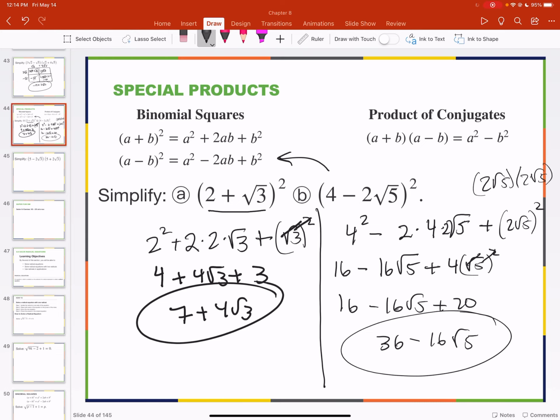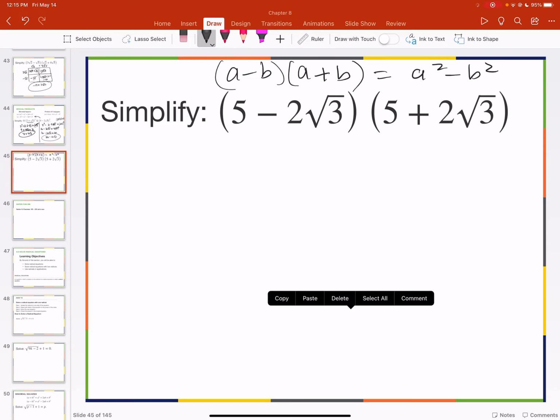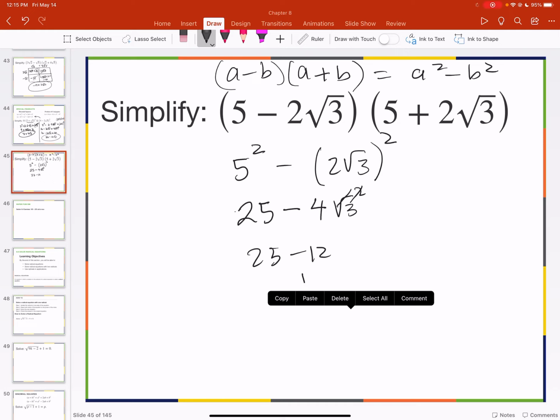Okay, and then this last one is a difference of squares. If you have two binomials where it's a plus b, a minus b, you can multiply them, and that becomes a squared minus b squared. So then we get 5 squared minus, and then b here is 2 root 3 squared. So 25 minus, and then that's going to be 4 times root 3 squared, so that's going to cancel out. So then you're going to get 25 minus 12, final answer 13.